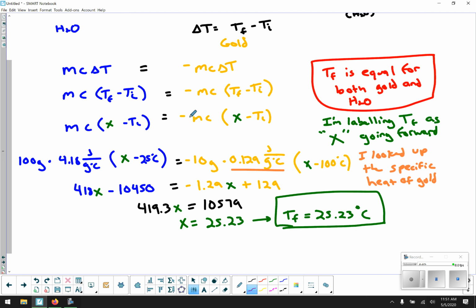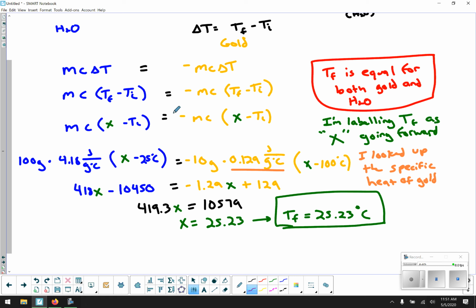And the other trick you have to realize is that the final temperature for both of them is going to be equal. And this is true of all calorimetry. The final temperature for both the system and the surroundings is equal. You put something hot or cold into a calorimeter, and the water in the calorimeter changes temperature until they both equal.